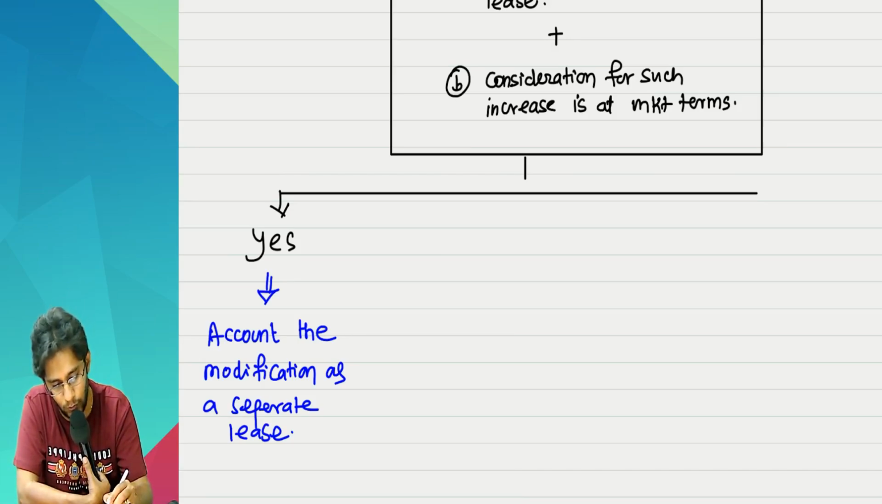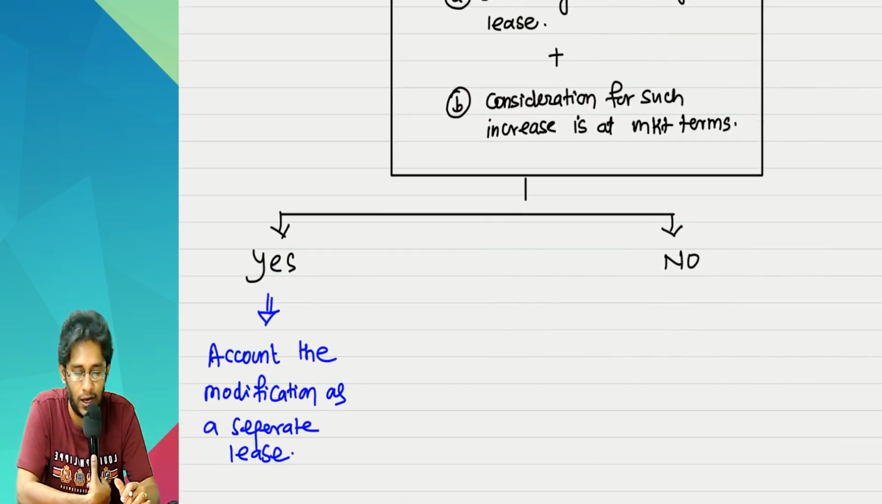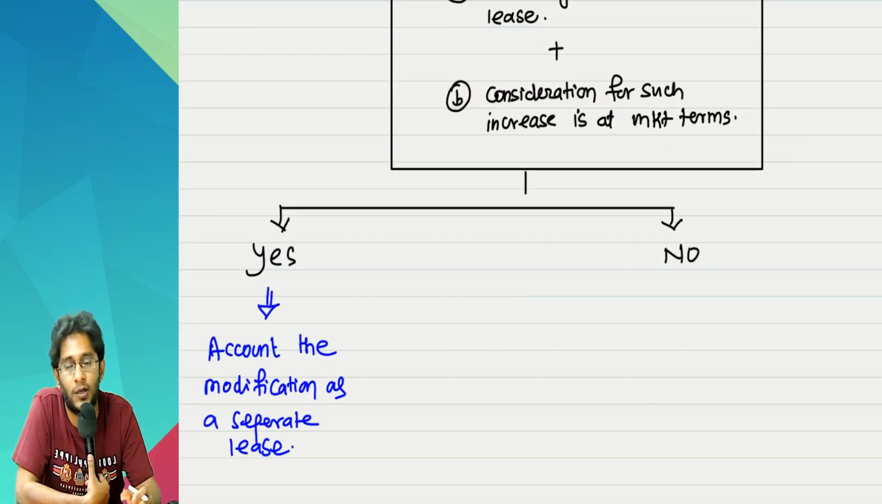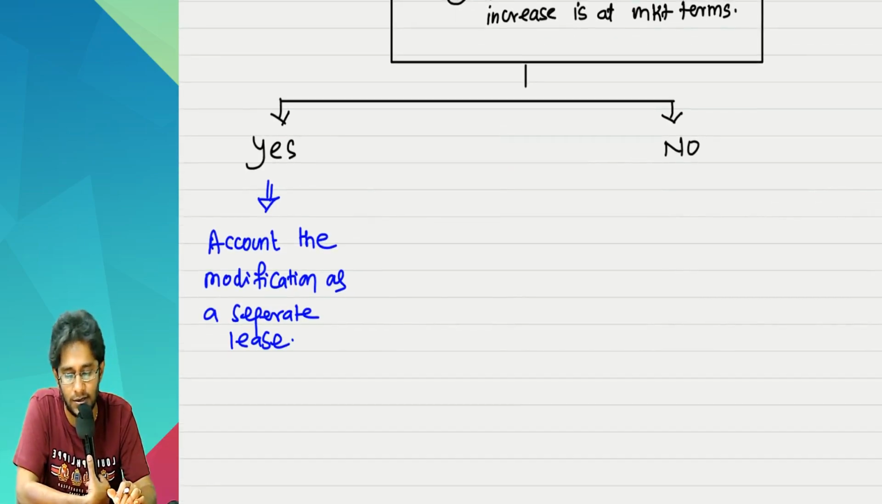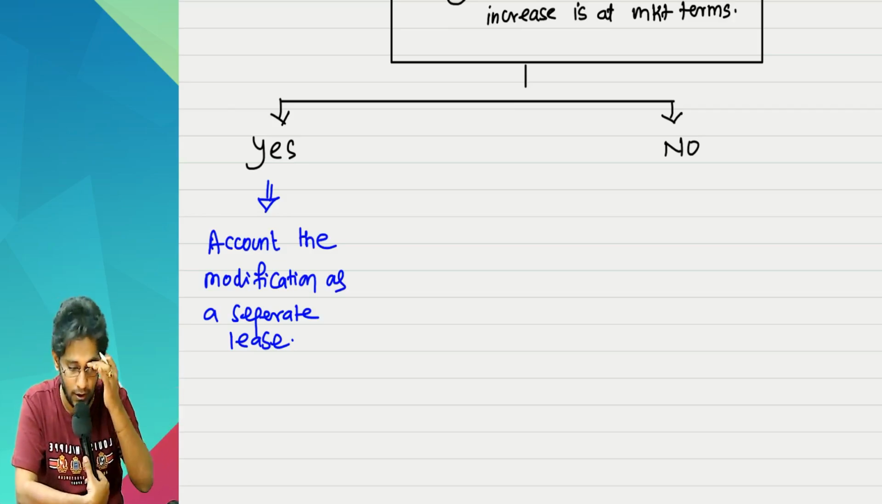You said no. Do you know what the meaning of no is here? Which condition? Any condition can fail. Correct? Both the conditions you have to pass. Either it is not an increase, that means it should be a decrease, or it is an increase only, but the consideration is not at market terms. In that case, only the actual accounting for the modification will come out. Separate lease will not be applicable there.